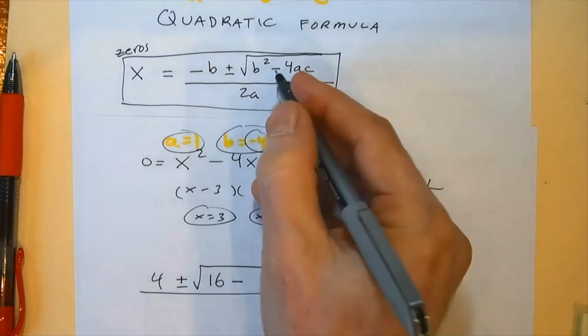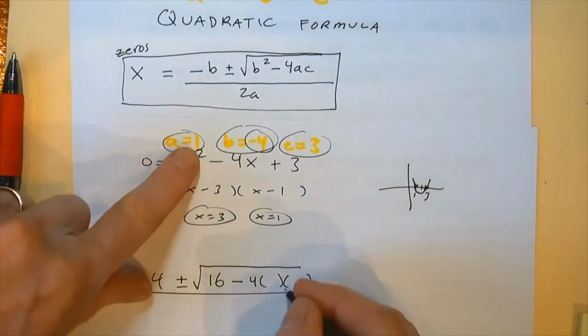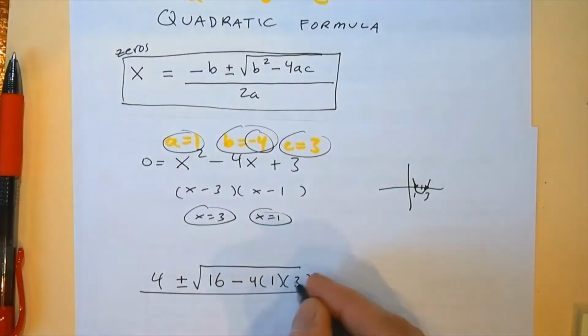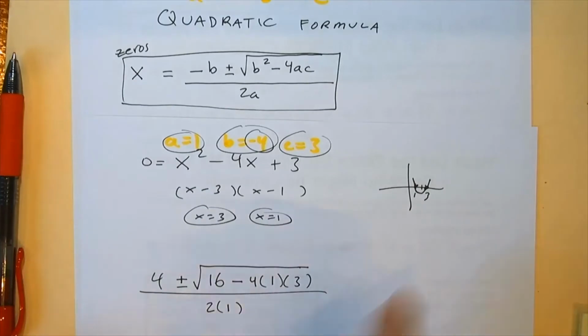Then subtract, you write minus. Then you put a 4. Now you do a times c. Put in 1, put in 3. Don't try to do it all in your head. Okay, now let's finish the bottom. Over 2a. So 2a. 2 times a is 1. Then you have to solve that. And you're going to get these 2 answers.